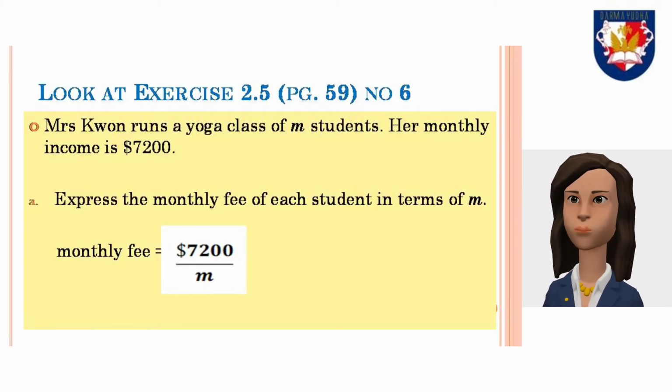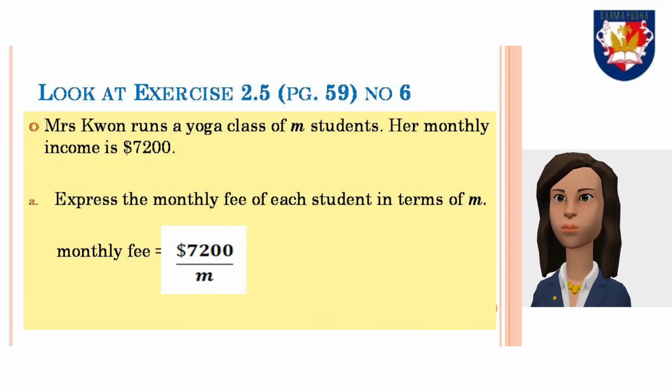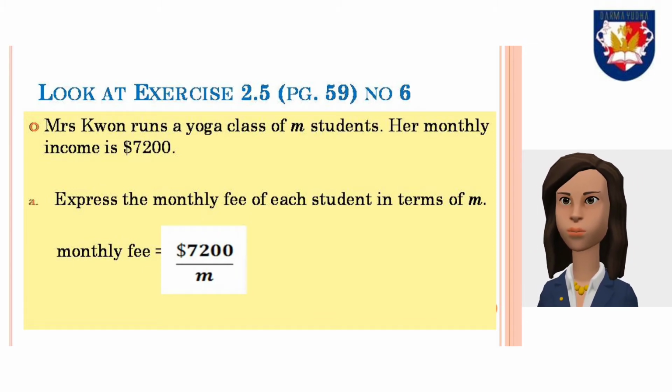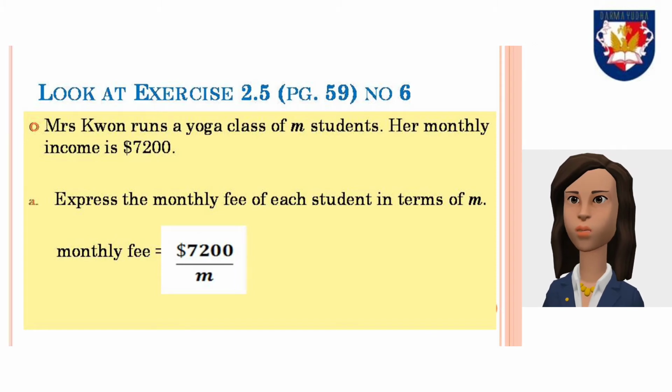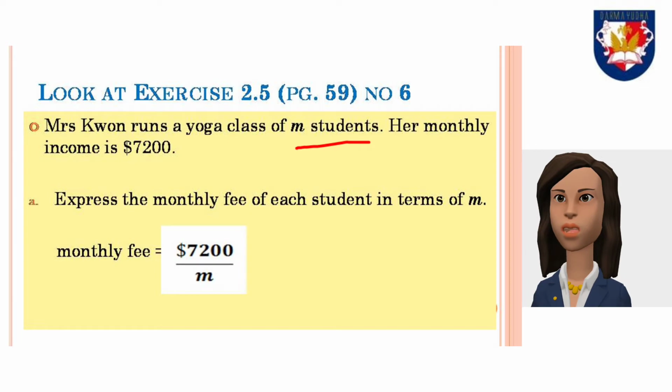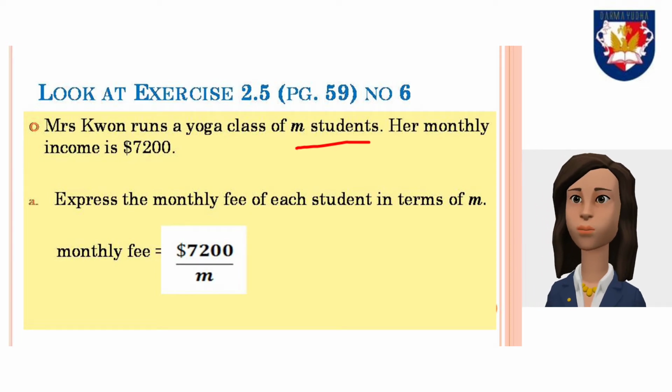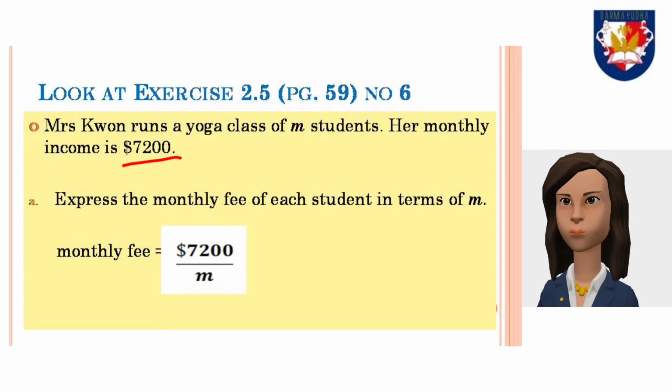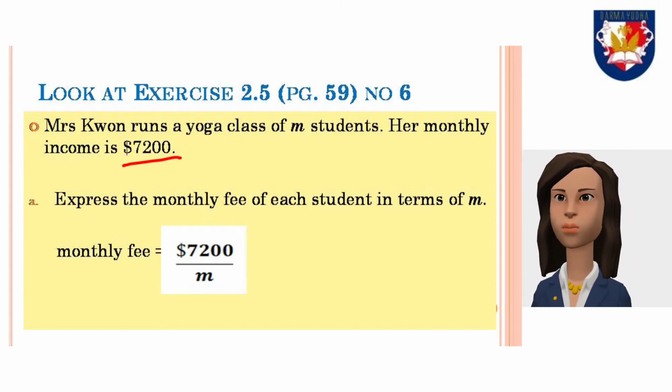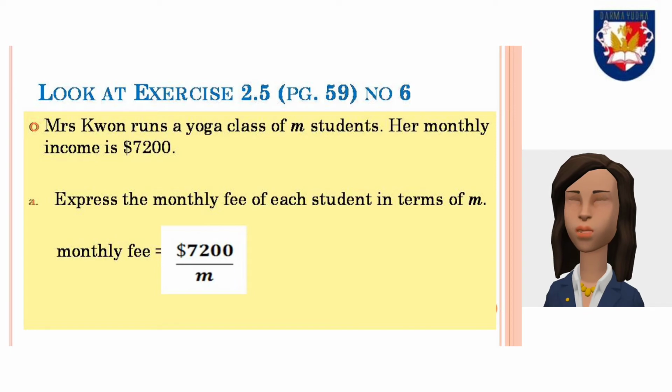From exercise 2.5, page 59, number 6, read the question below. Mrs. Kwon runs a yoga class of M students. We don't know yet the total number of students. Her monthly income is $7,200. Express the monthly fee of each student in terms of M.